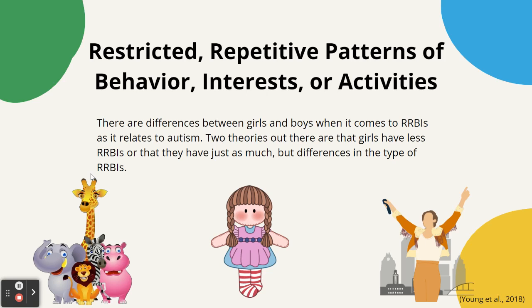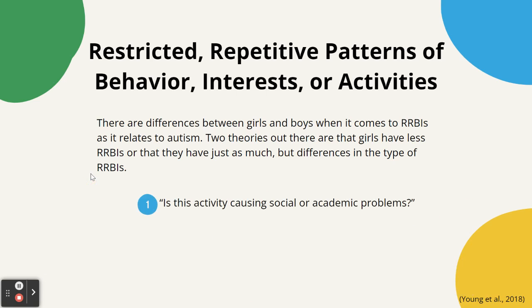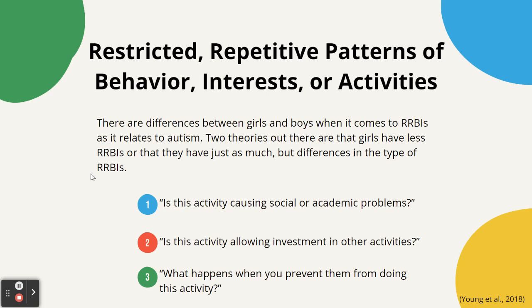To help better identify whether an interest or behavior is an RRBI, you can ask these three questions. The first one: is this activity causing social or academic problems? Is this activity allowing investment in other activities? And what happens when you prevent them from doing this activity? By asking these three questions, you can see if something may be an RRBI. They're obviously not the thing you should depend on. You should look into other professionals to see, but it's a place to start.